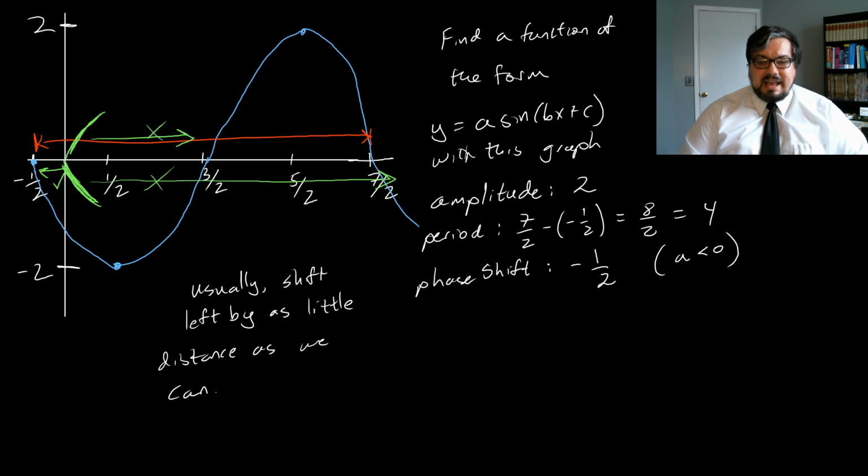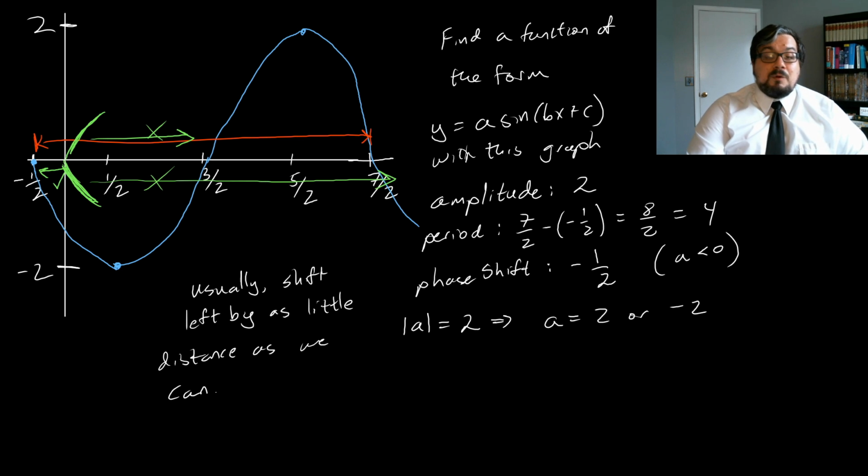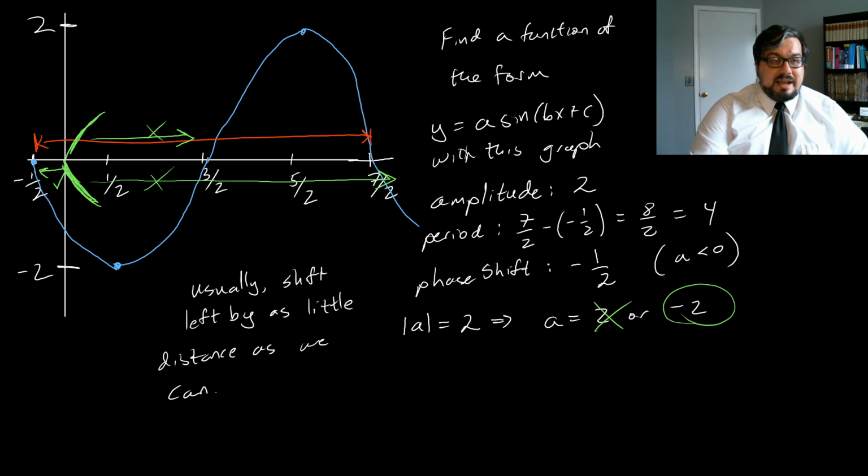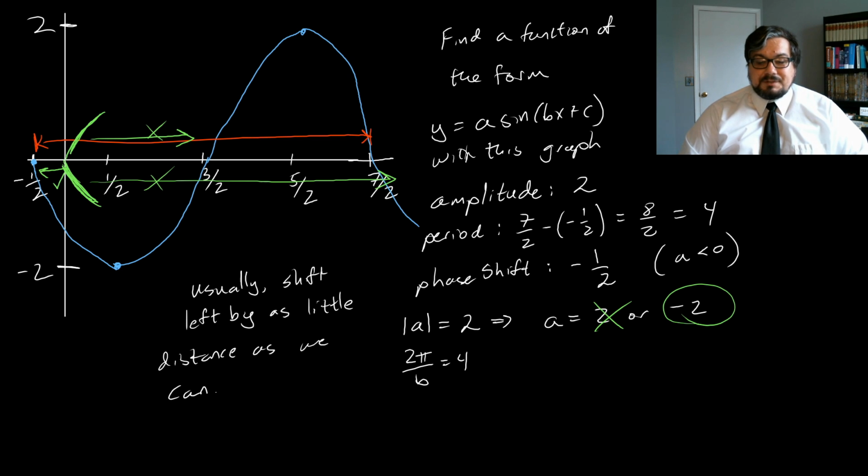So we have that the amplitude is 2. So we have that the absolute value of A is 2, which means that A is equal to 2 or negative 2. However, our work with the phase shift tells us that we want A to be negative, so A should be negative 2. Now we have that the period is 4, so that means that 2 pi over B is 4. And again, we can always take B to be positive here. So that means that B is 2 pi over 4, which is pi over 2.